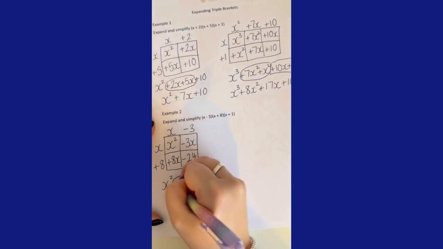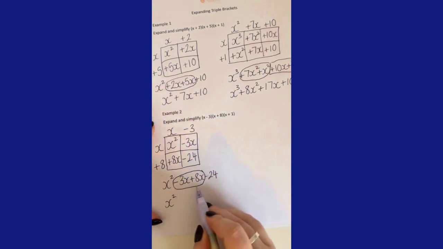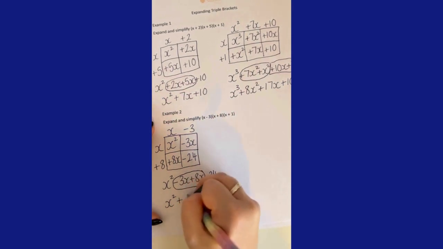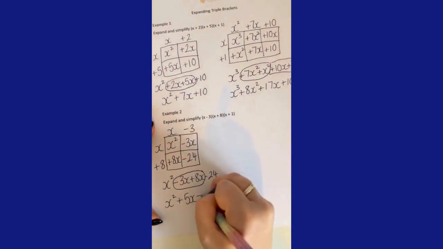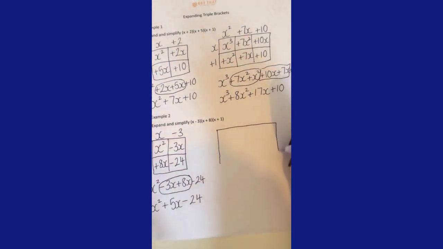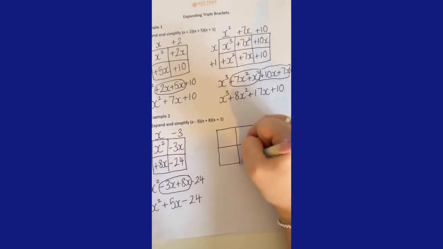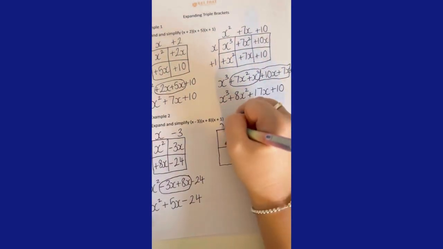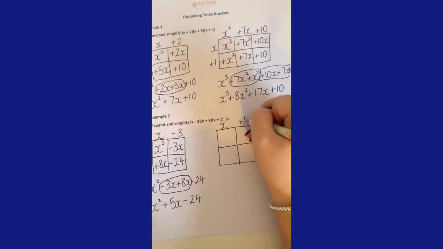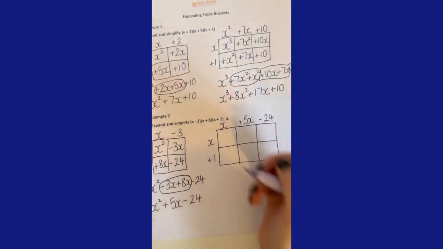I can collect these like terms in the middle. That leaves me with an x squared, minus 3x plus 8x, that gets me 5x. And then minus 24. Then we're going to draw our second grid out. This one a little bit longer across, splitting it into 3. And then along the top, x squared plus 5x minus 24, and then down the side, x plus 1.